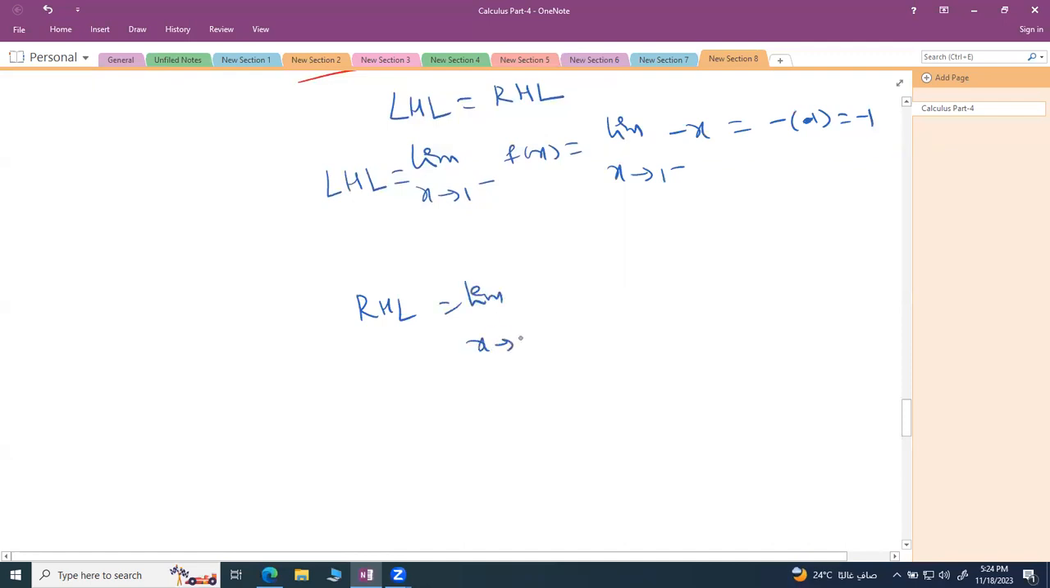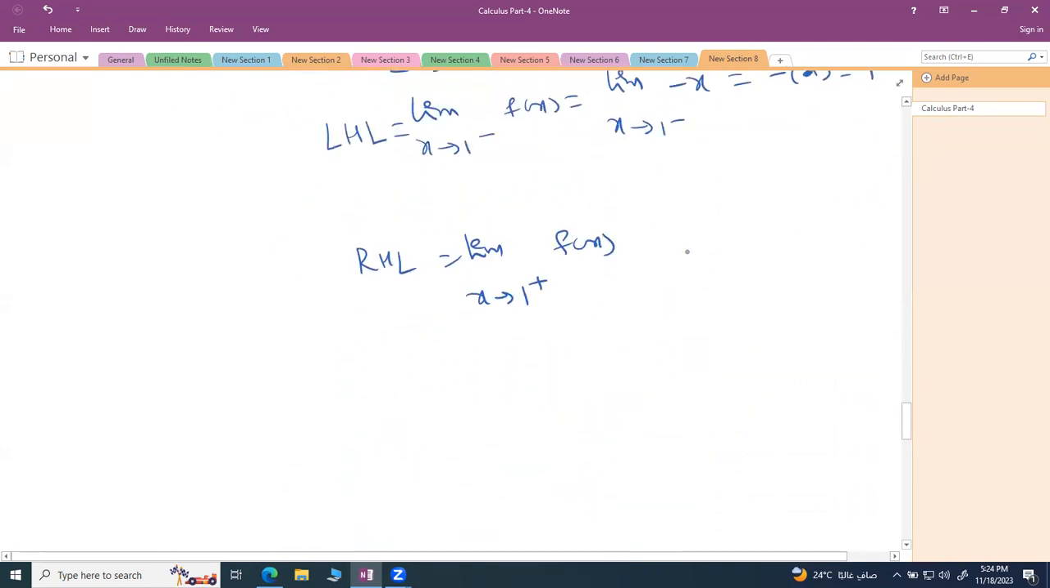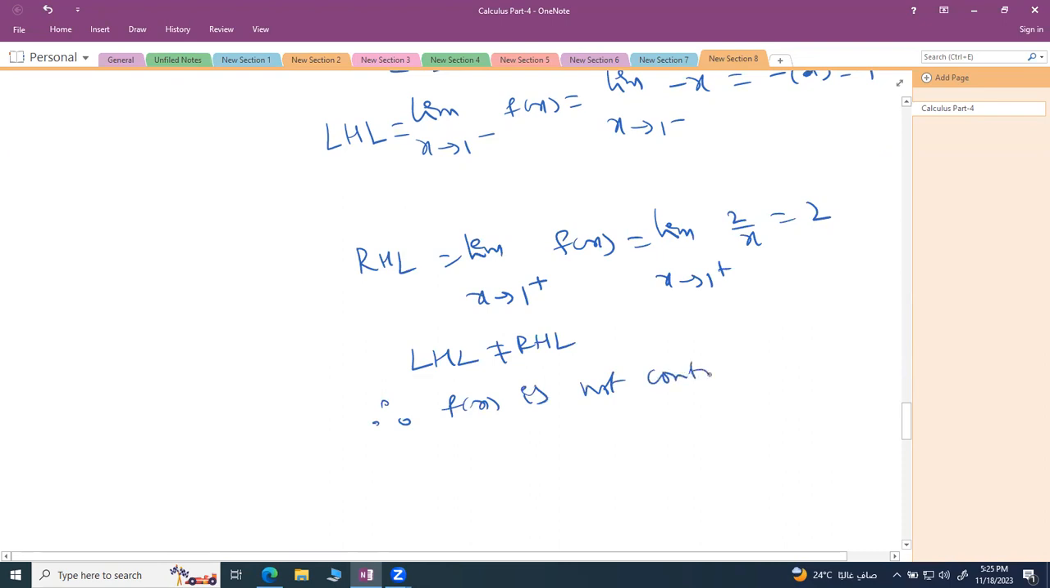The right hand limit is limit as x goes to 1 plus of f of x. If x value is more than 1, then we have to choose the last function, 2 over x. So limit as x goes to 1 plus of 2 over x is equal to 2. So left hand limit is not equal to right hand limit. Therefore, f of x is not continuous at x equal to 1.